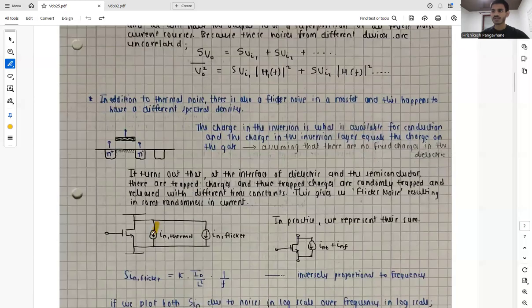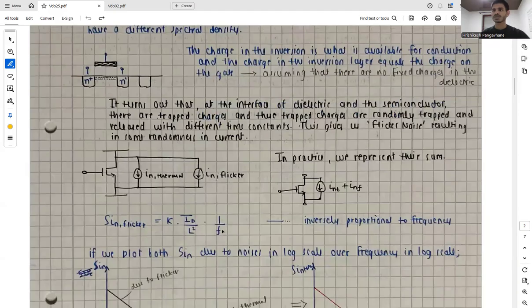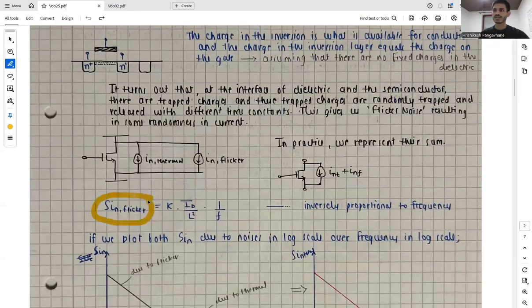Now we have two current sources, due to thermal noise and due to flicker noise, and they literally add up, and we can realize this in practice. We represent that sum. The spectral density of flicker noise is somewhat different from the normal one. It is K by L square times the inverse of the frequency, so it is inversely proportional to the frequency.